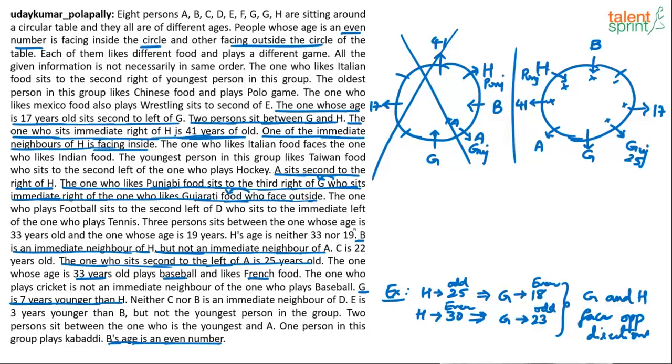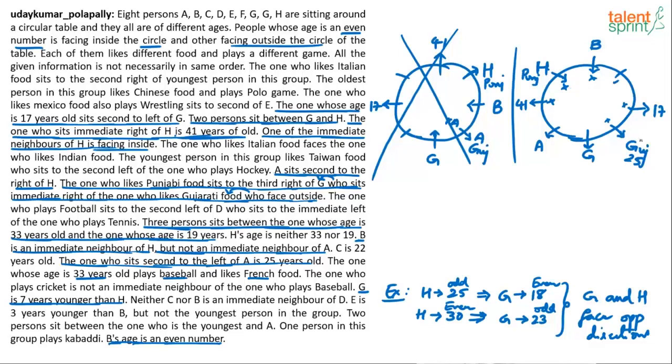3 persons sit between the one whose age is 33 years old and the one whose age is 19 years old. Maybe try this. What does it mean? 33 and 19 should be opposite to each other. So for example, this is 33. 1, 2, 3. This should be 19. Either way, 33 and 19 should be opposite to each other.